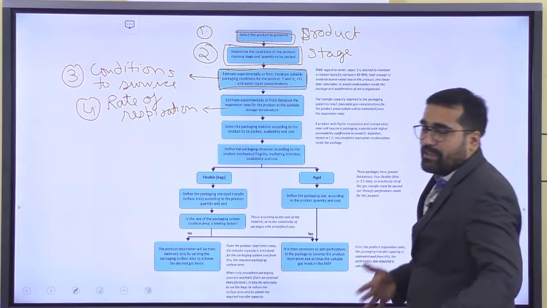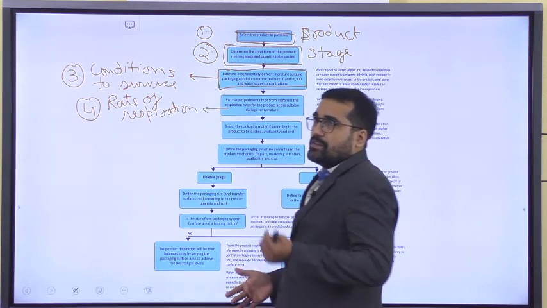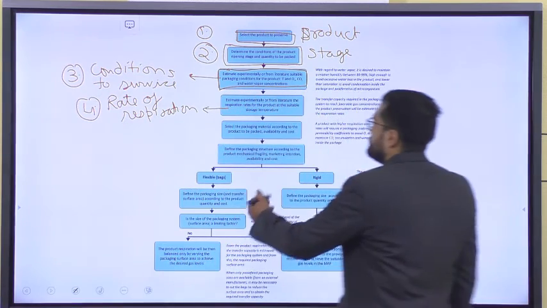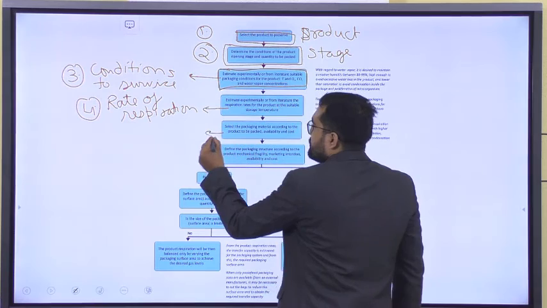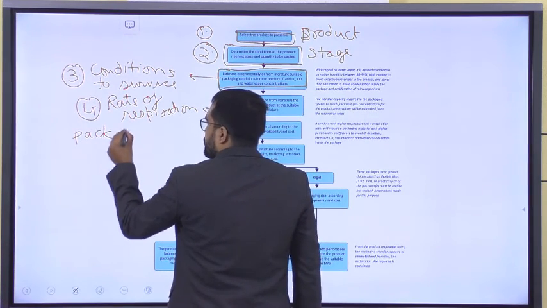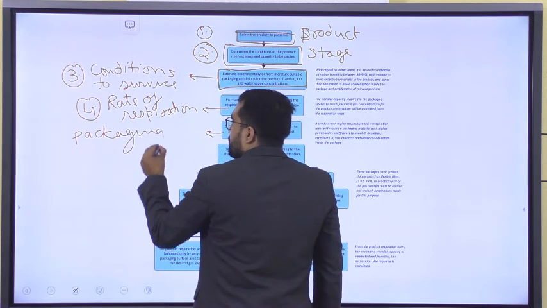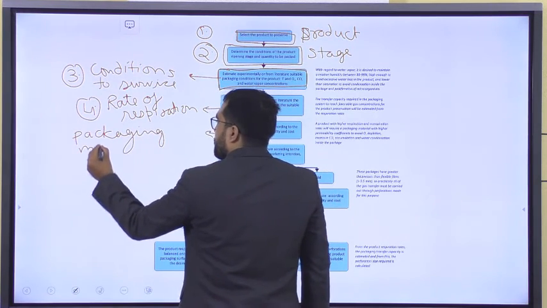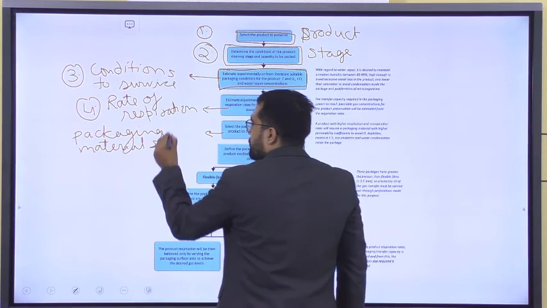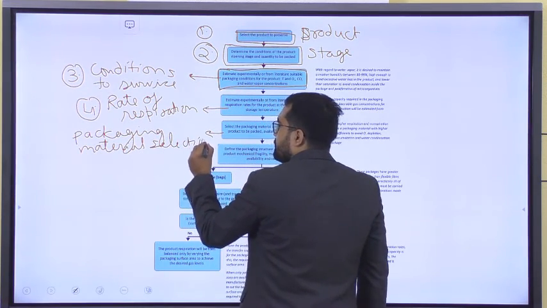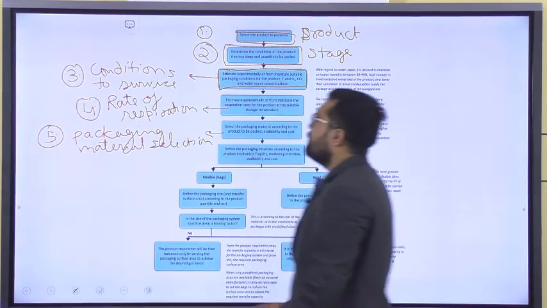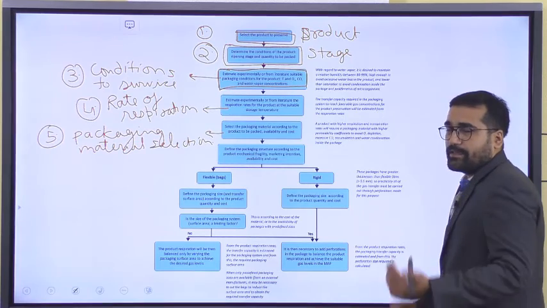After this point, we are going to design for the material: which type of material we are going to select for the product, which type of material will be best for the product. So this is packaging material selection. This type of packaging material we are going to use, that is the fifth point in designing any modified atmospheric packaging.